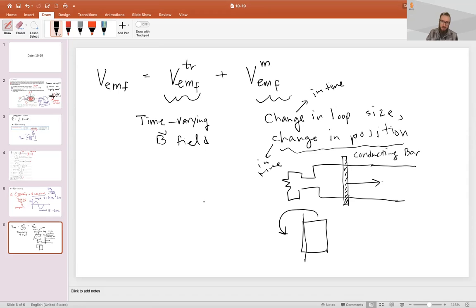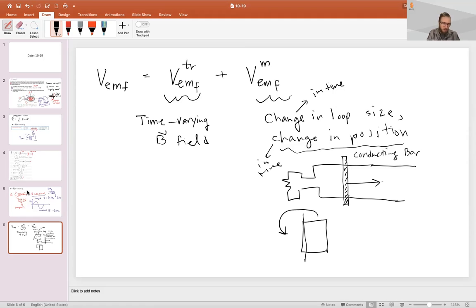But all of these mean that we're dealing with a time varying system. So we could have a time varying system due to the magnetic field, or a time varying system due to the loop. And of course, we could have both a time varying B field and a time varying loop size, which would mean that we could find both a transformer and motional component.